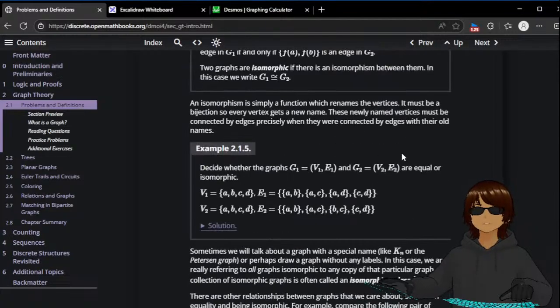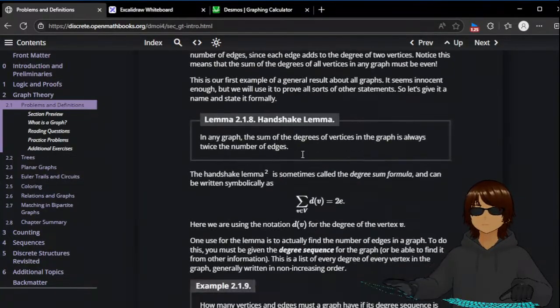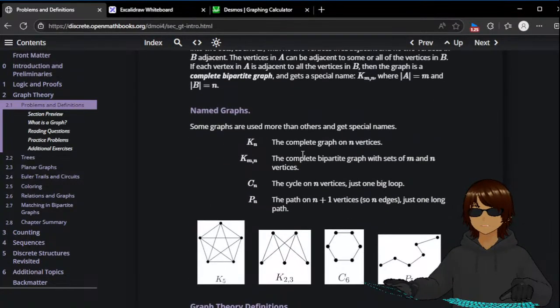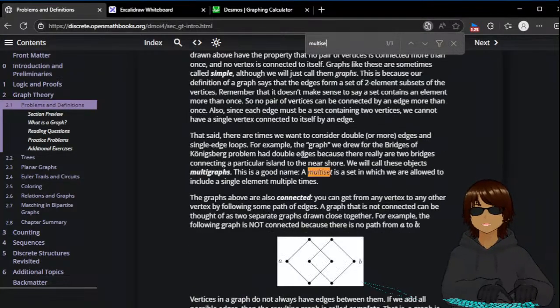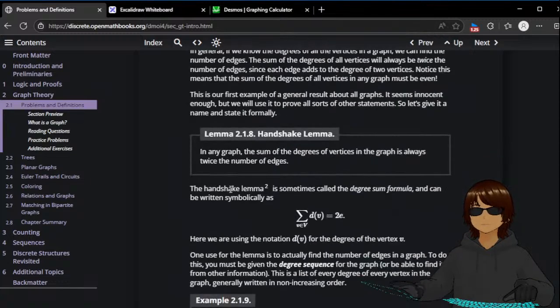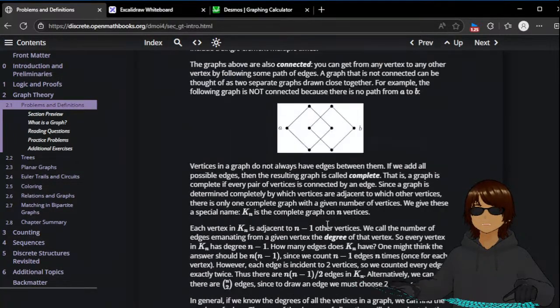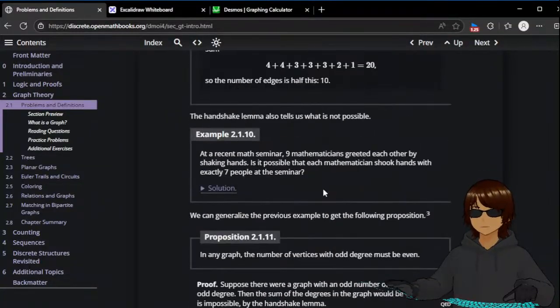They also talked about isomorphic. We'll get on that later. Subgraph, induced subgraph. Where is the multiset thingy? A multiset is a set in which we are allowed to include a single element multiple times. How do you define it? This is a degree sequence. Okay, they don't really go into the notation for multisets, I don't think.